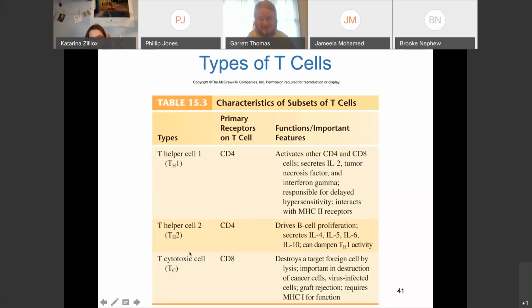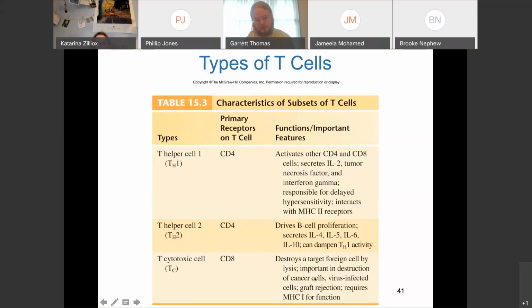All right. So T cytotoxic cells, these are the CD8, these are the killer cells. These are activated by the CD4 cells. Now, these are the ones that destroy a target foreign cell by lysis. So they have to find that MHC1 marker that the CD4 cell and the antigen presenting cell agreed on. Once they find that MHC marker or the HLA marker that's foreign, they go in and kill it.